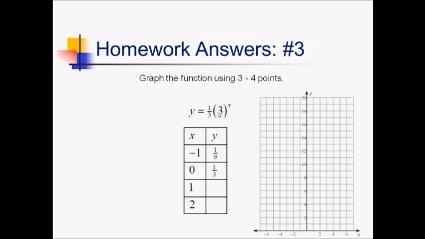Now we've got 1/3 times 3 to the 1. That's just 1/3 times 3. 3's cancel, giving us 1. And then we have 1/3 times 3 to the 2. So that's 1/3 times 9, which is 3.